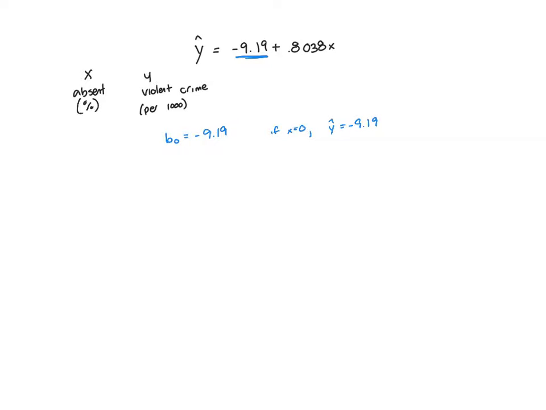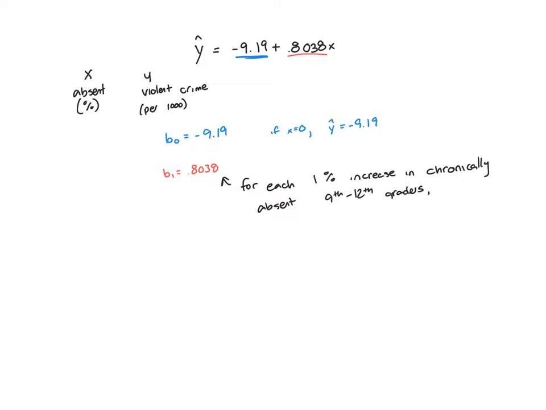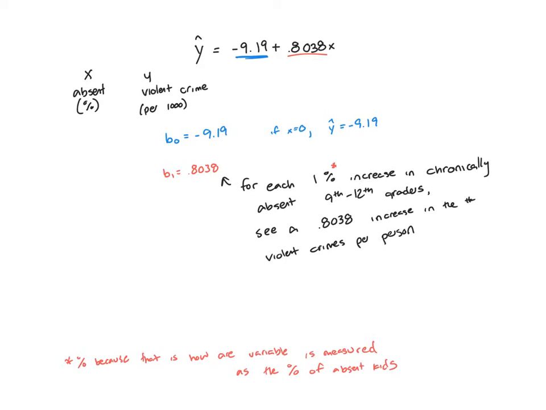After I've noticed that, the next thing I notice is I have a positive slope. That is b1, in this case 0.8038. And what this is telling me is for each 1% increase I see in absentee rates in kids between 9th and 12th grade, I'm seeing an increase of about 0.8 violent crimes per 1,000 people. So for each 1% increase in the kids that are absent, I'm seeing a 0.8 increase in violent crimes per 1,000 people, which is kind of interesting itself.